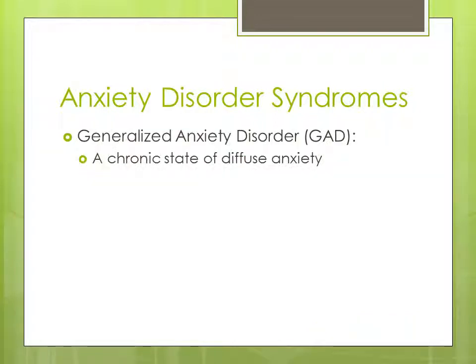Then we have generalized anxiety disorder. With generalized anxiety disorder, this is a state of generalized worry, okay? So you don't just worry about one particular thing like you do with specific phobia. Your anxiety is spread. It's diffuse. It is about multiple different things. So you might worry about your family, you worry about money, you worry about work. The emphasis is on worrying about worrying.